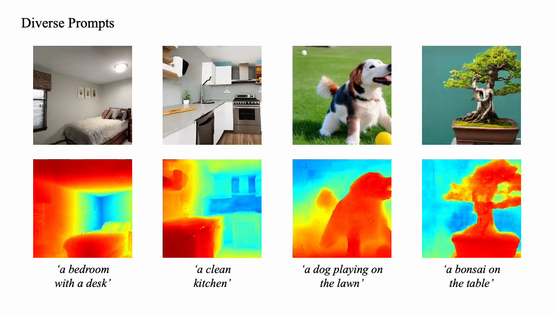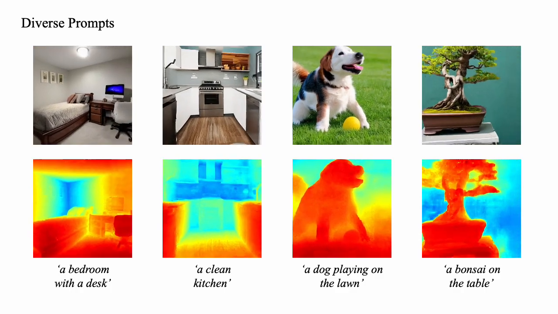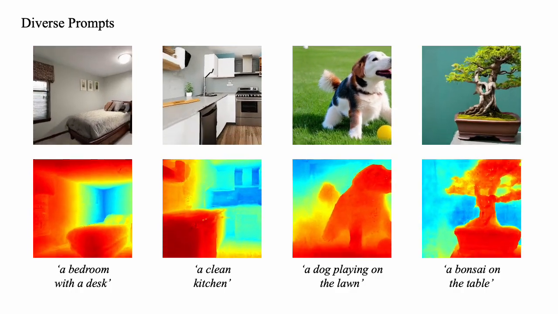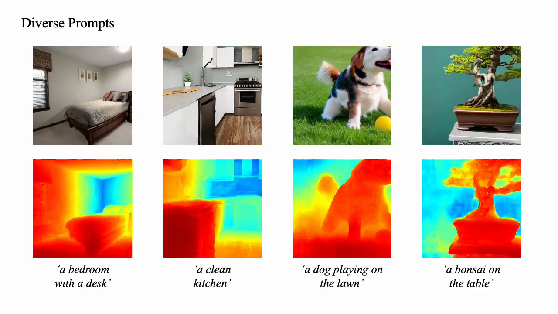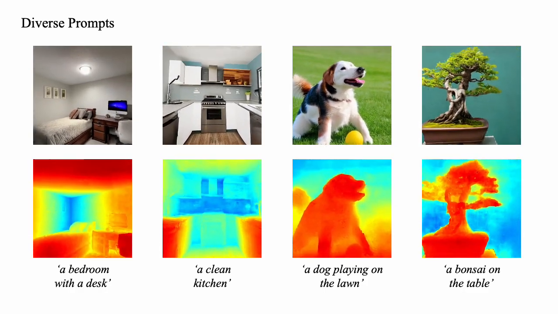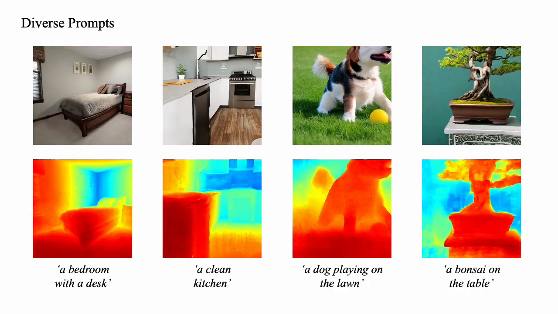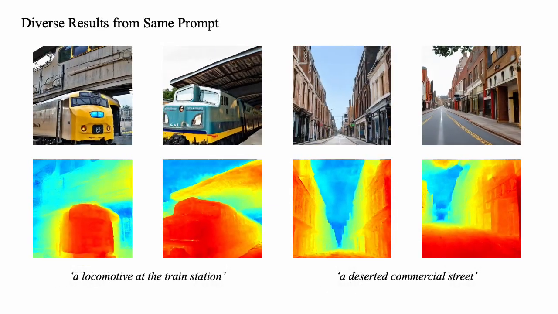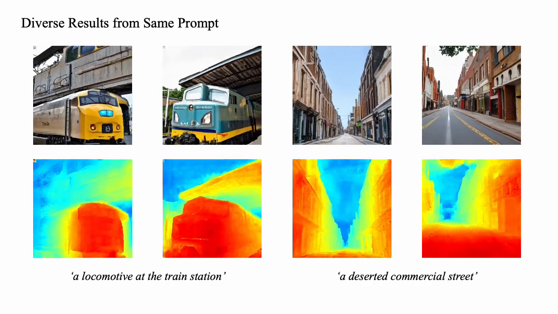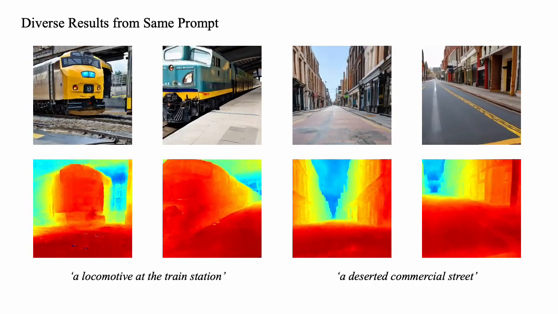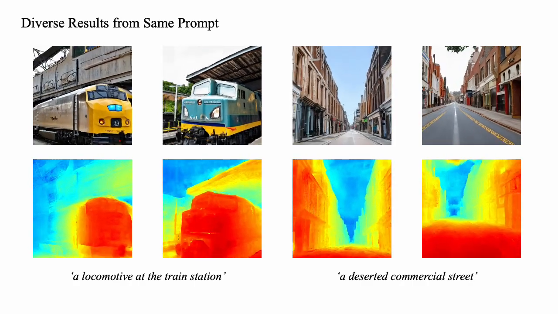Here are some more results generated by our method, Text2NeRF. Given different text prompts, our method is able to generate high-fidelity indoor and outdoor 3D scenes with realistic textures. Moreover, our method allows to generate diverse results from the same text prompt, such as, a locomotive at the train station, and, a deserted commercial street.